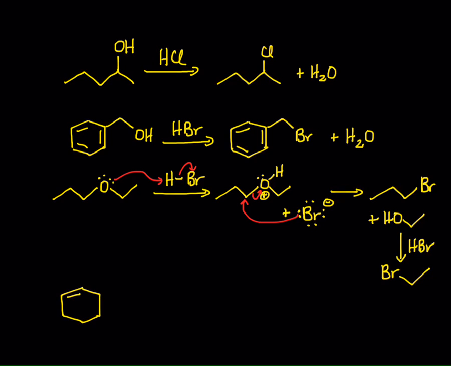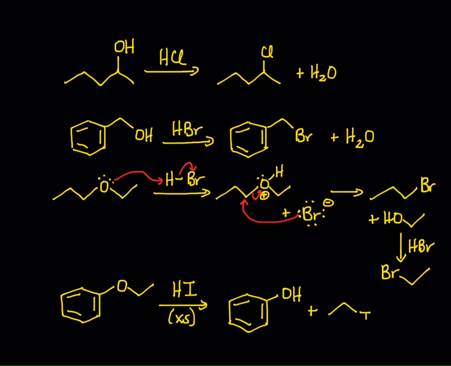Now here's an example that's kind of interesting. This is ethyl phenyl ether, right? So I have my ether oxygen coming off of the benzene ring. It also has an ethyl group attached to it, and I react it with HI. If I were to predict the products, most students would say, oh, okay, well, I'm going to get iodobenzene and ethyl iodide. In fact, I end up getting phenol and ethyl iodide.